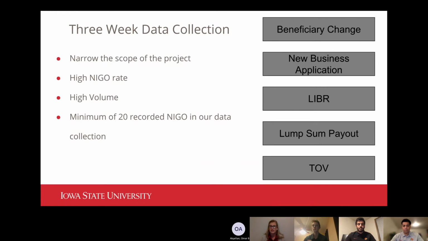These 3 weeks helped us to narrow the scope of the project because American Equity has such a wide variety of form types. The forms that we selected needed to have 3 criteria: a high NIGO rate, a high volume, and a minimum of 20 recorded NIGOs in our data collection so that we'd be able to establish a trend of the error type. The 5 forms that we felt met this criteria were beneficiary change, new business application, LIBR, lump sum payout, and TLV.